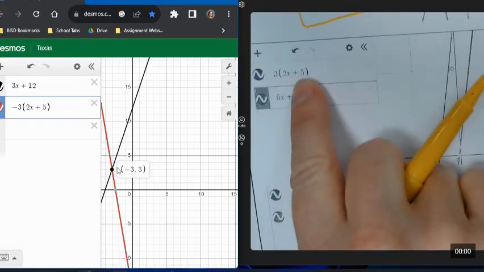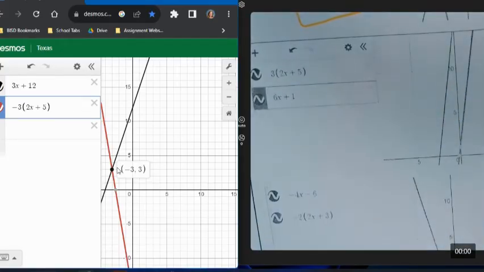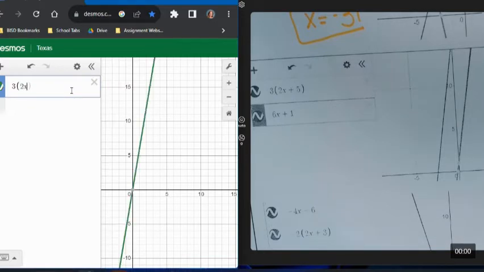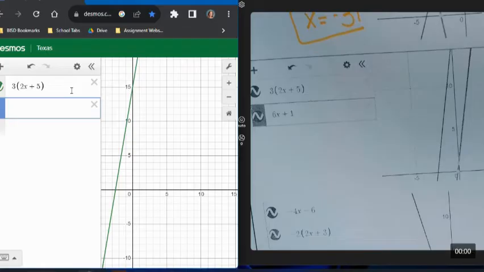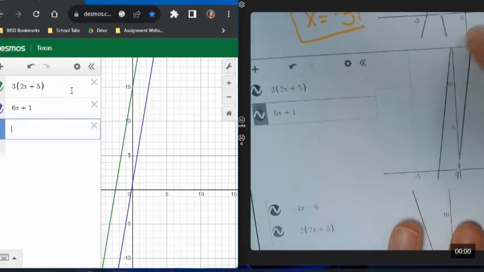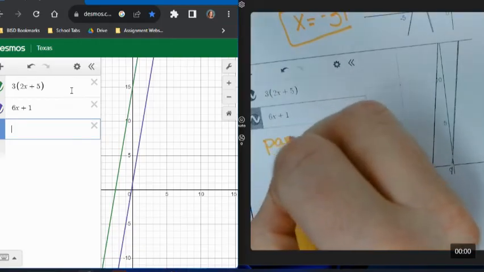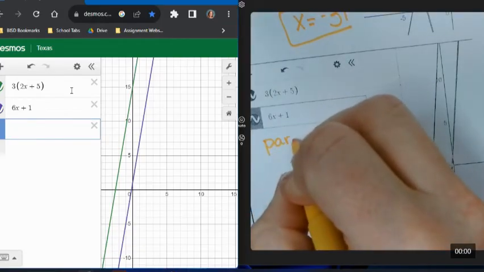3 parentheses 2x plus 5, and then 6x minus 1. Go ahead and put those in. I'm going to close them out. So this is, I'm going to type it in. You can see they're both there. What do you notice about those 2 lines that are graphed? They are parallel. They are never going to touch.